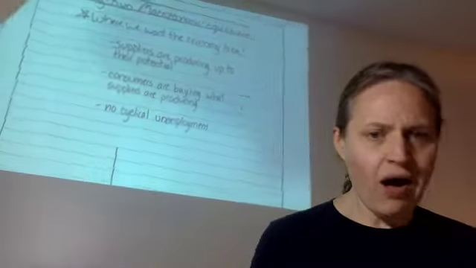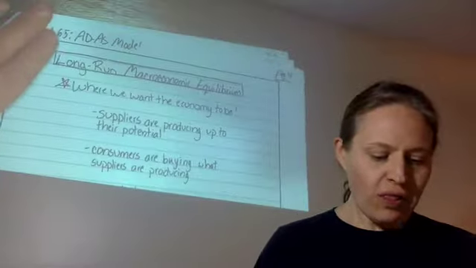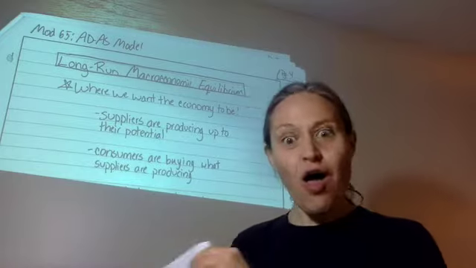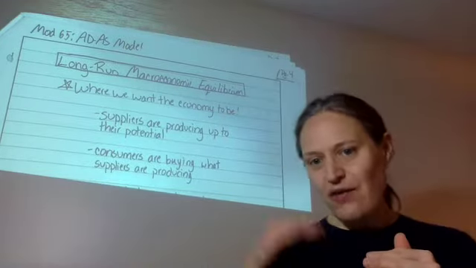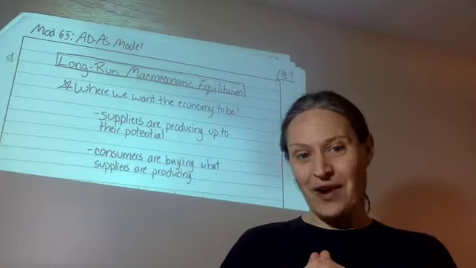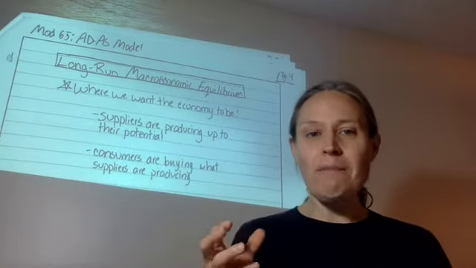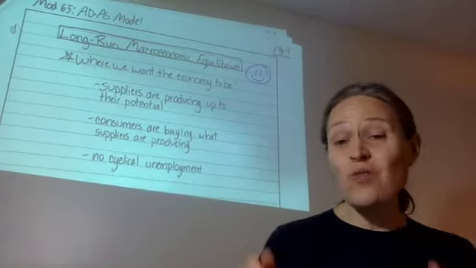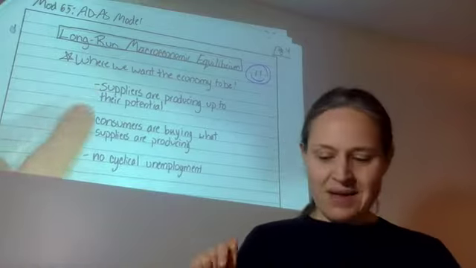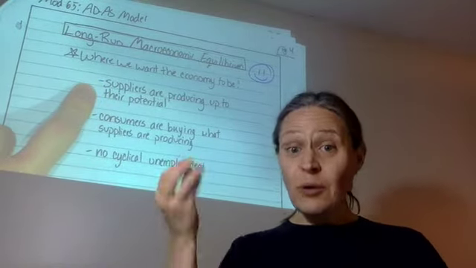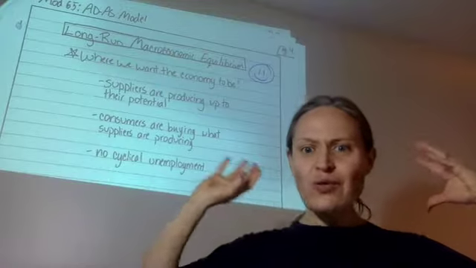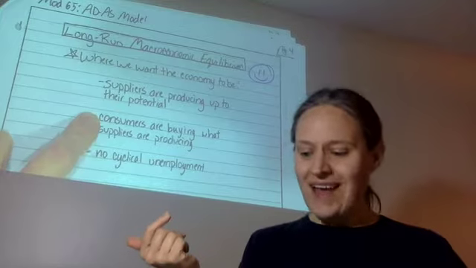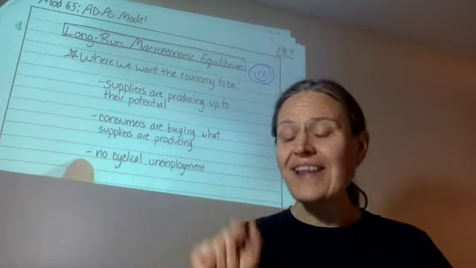Okay, so then on to page 4. Long run macroeconomic equilibrium. Here we're going to put all 3 of those curves together: our aggregate demand curve, our short run aggregate supply curve, and our long run aggregate supply curve. Now this long run macroeconomic equilibrium gets a smiley face because this is where we want the economy to be. It means that suppliers are producing up to their potential, like they're using all of their resources, they're being efficient. Consumers are buying what suppliers are producing, and there's no cyclical unemployment.